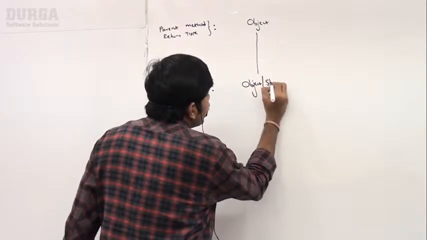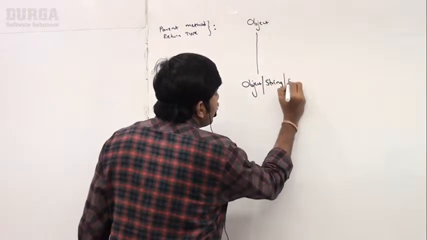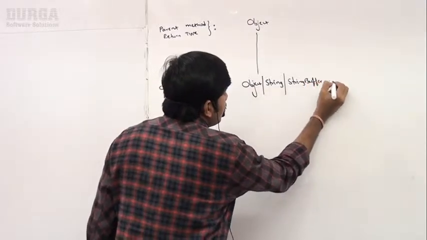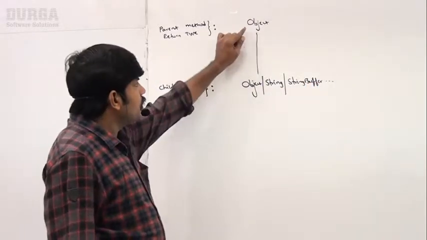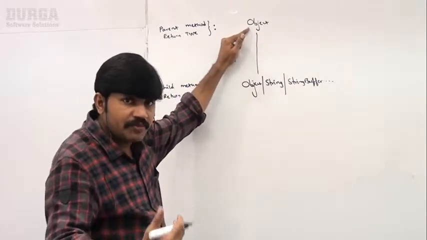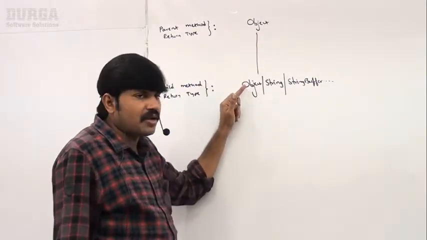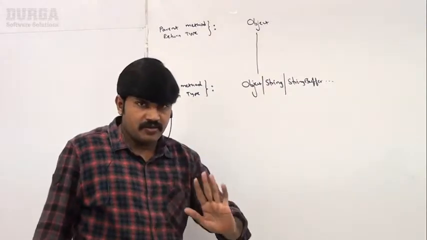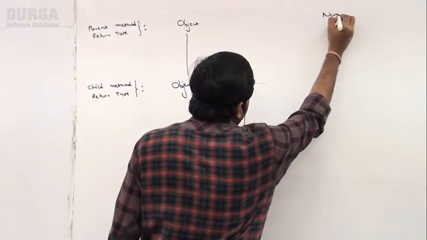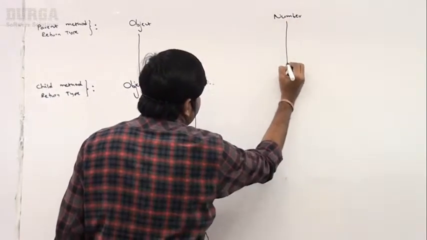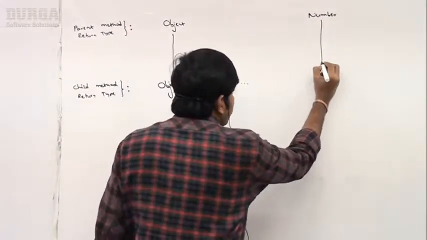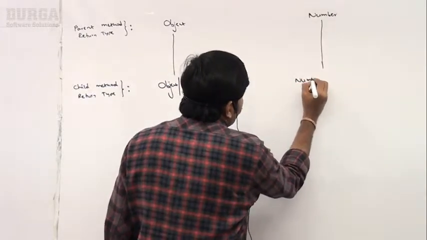Like String is allowed, StringBuffer is allowed. Remember that. So if the parent method return type is Object, the child method return type is either Object or its child types. Similarly, if the parent method return type is Number, then for the child, which types are allowed?